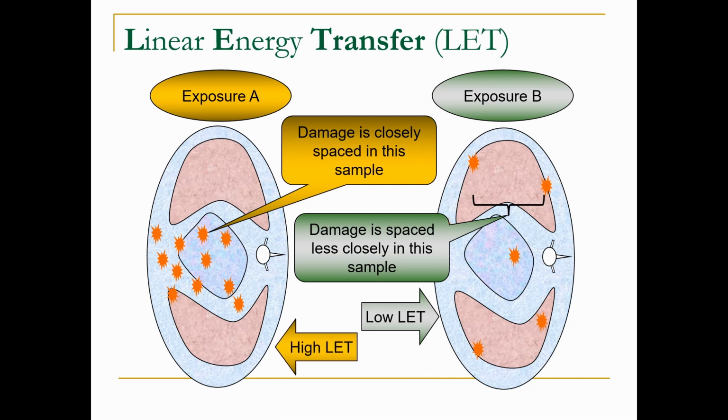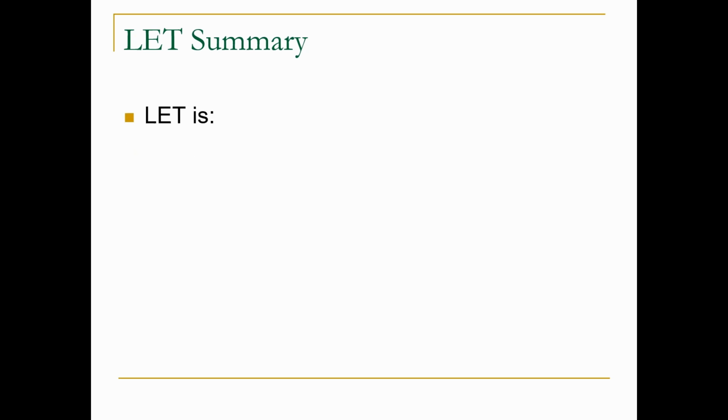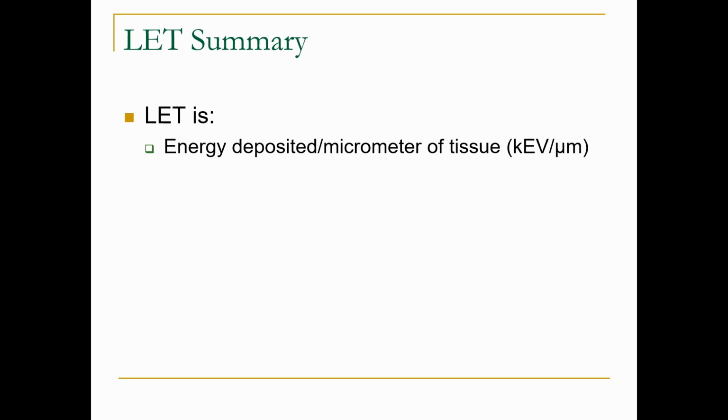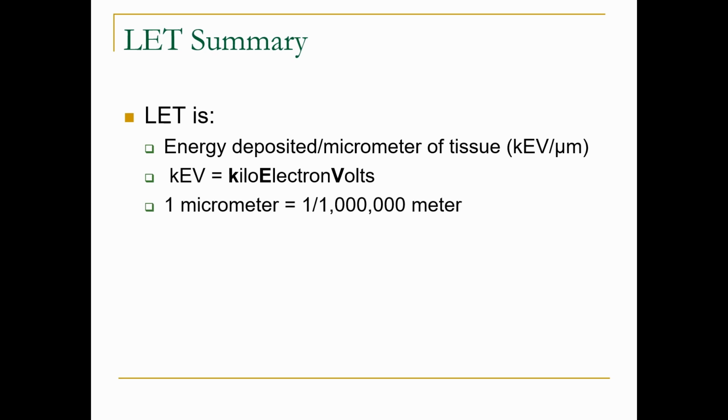LET stands for linear energy transfer, which measures the amount of energy deposited per micrometer of the patient's tissues. The higher the LET, the more damage or ionization that radiation does to the patient's tissues, and the less penetrating the radiation is overall. LET is the amount of energy deposited per micrometer of tissue. The energy is measured in kilo-electron volts, and the micrometer is 1/1,000,000th of a meter.